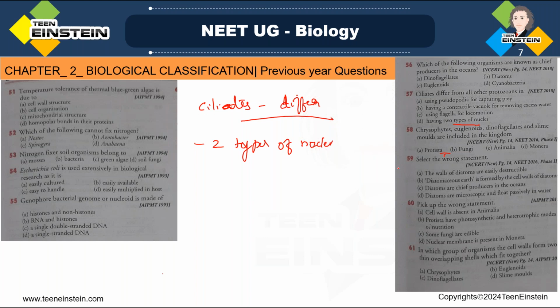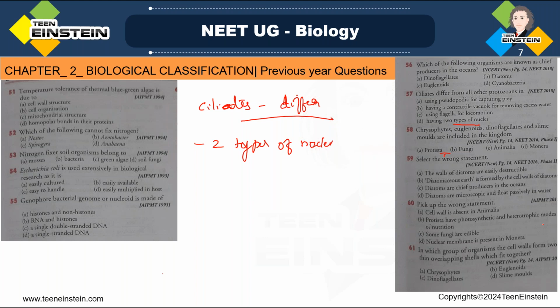Then question number 59, select the wrong statement. Option A, the walls of diatoms are easily destructible. Option B, diatomaceous earth is formed by the cell wall of diatoms. Option C, diatoms are chief producers in ocean. Option D, diatoms are microscopic and float passively in water.